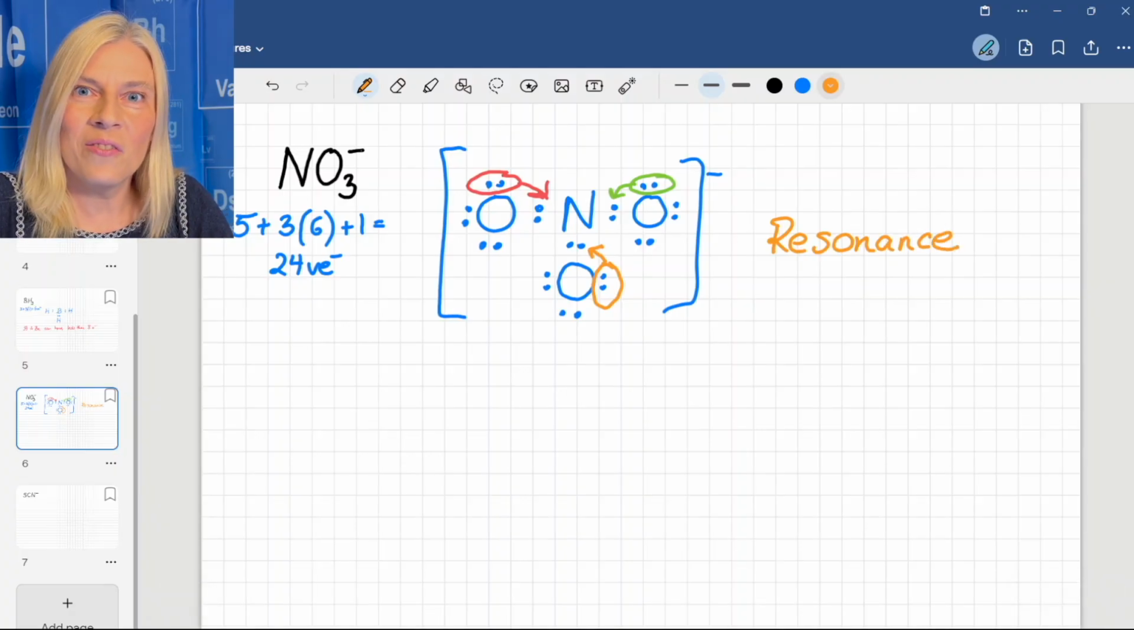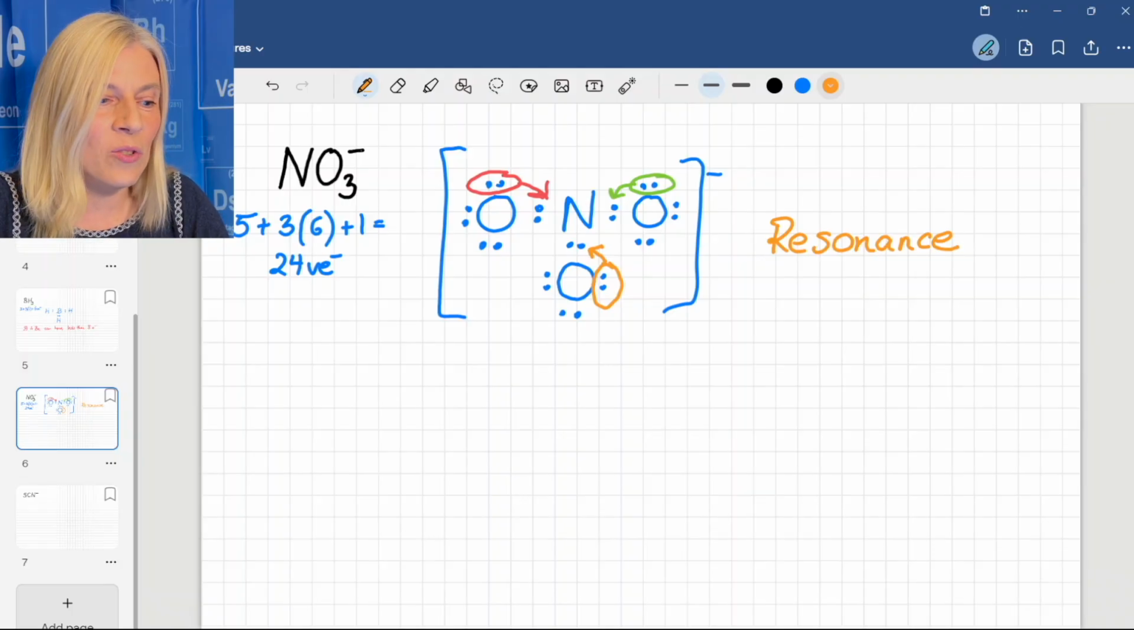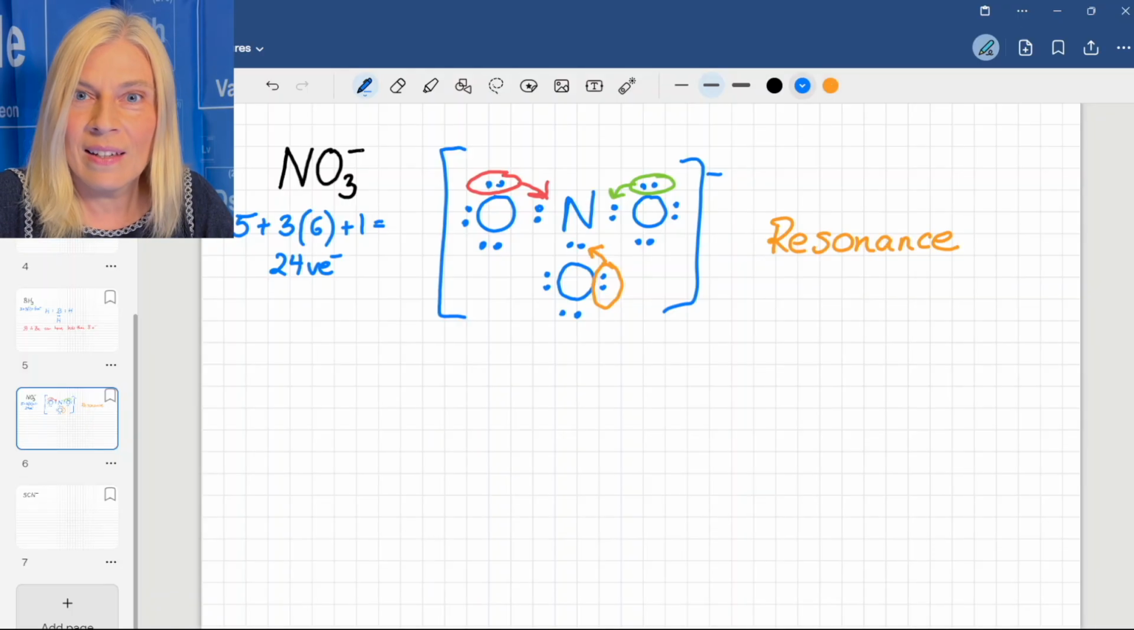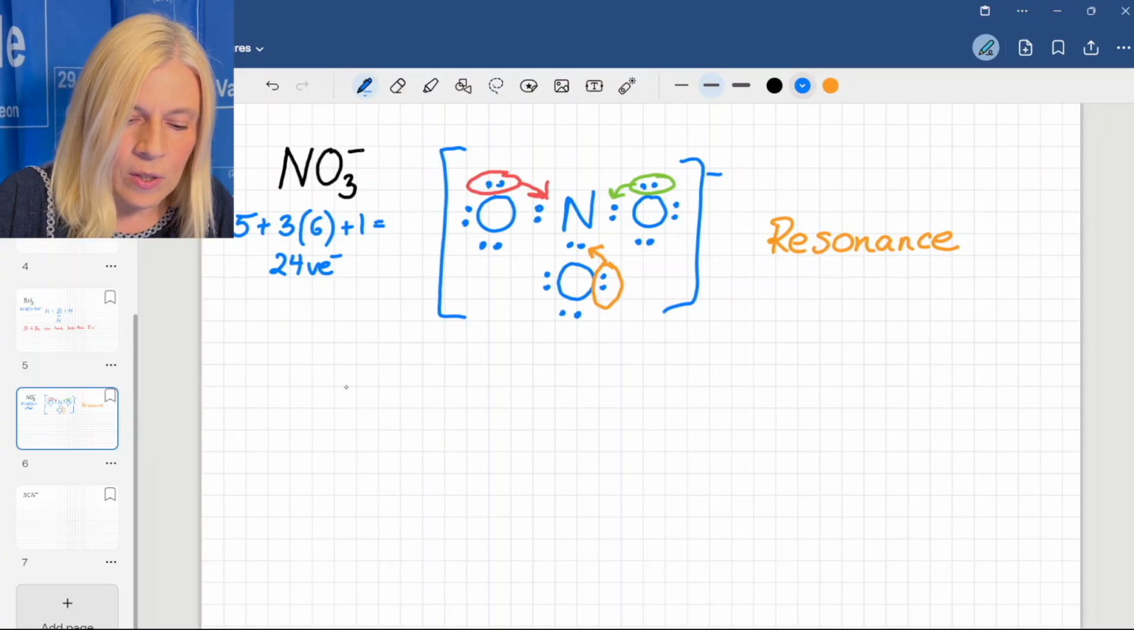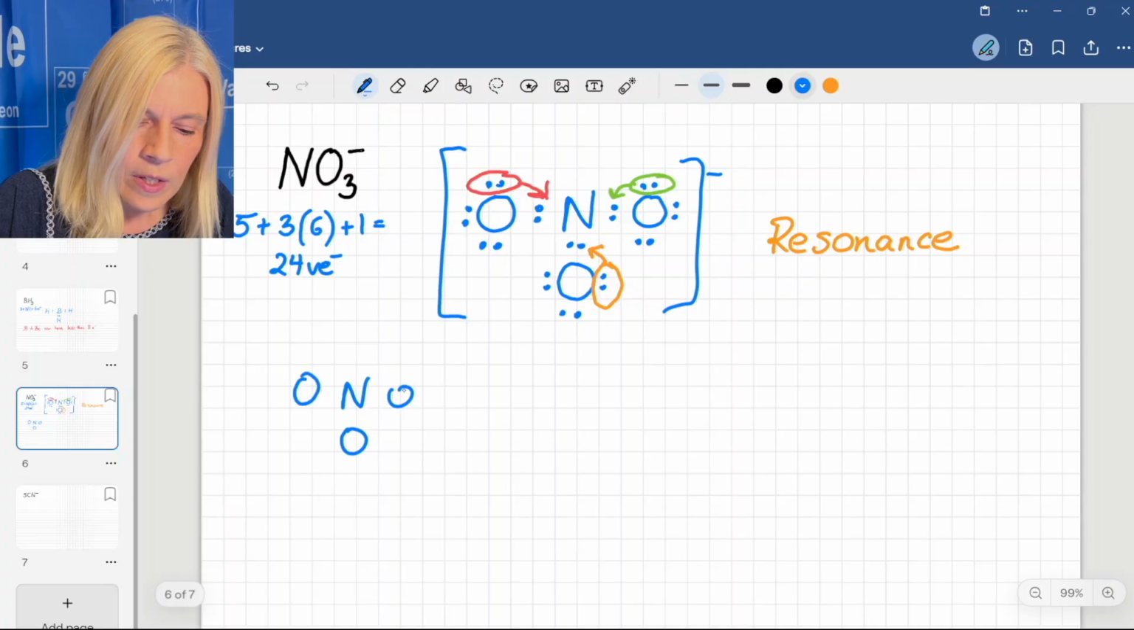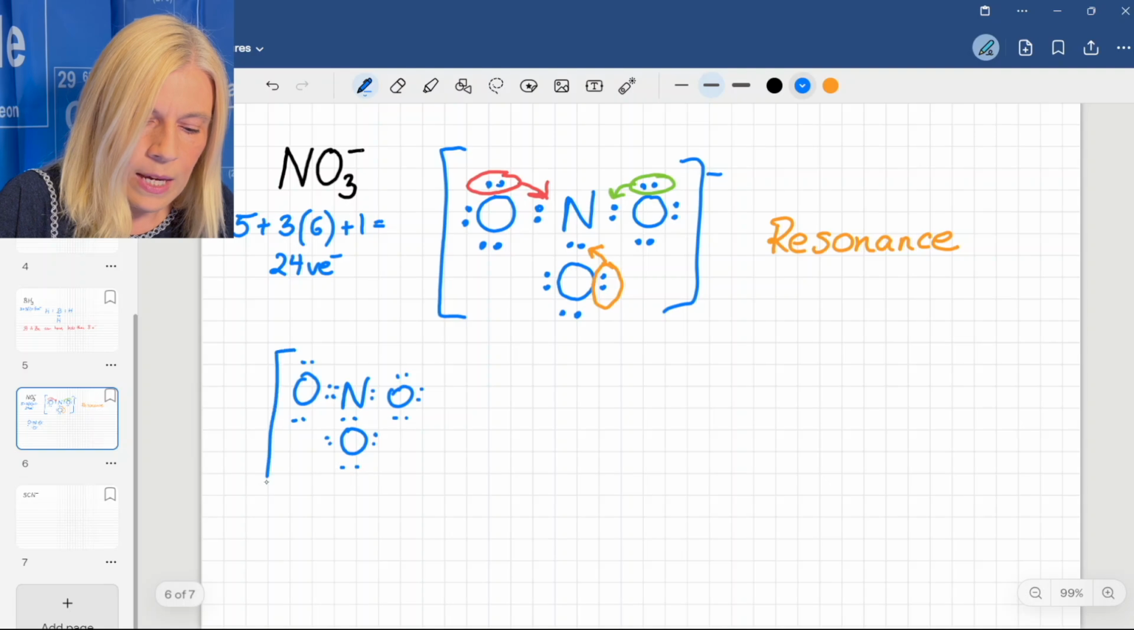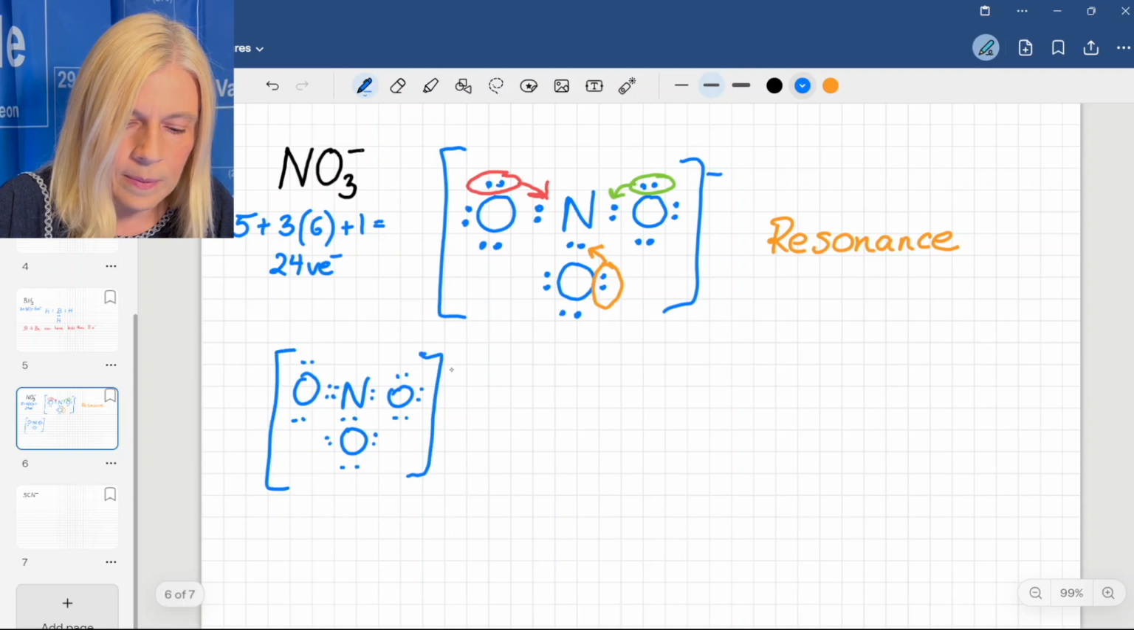And I actually have to draw it all out. Yikes! Yes, we have to draw it all 3 times. Oh my goodness. Let's do it fast. Remember, this was our choice number 1, to have the double bond here. Quickly move this, and our octets right here from outside in, and our brackets. So this was choice number 1.